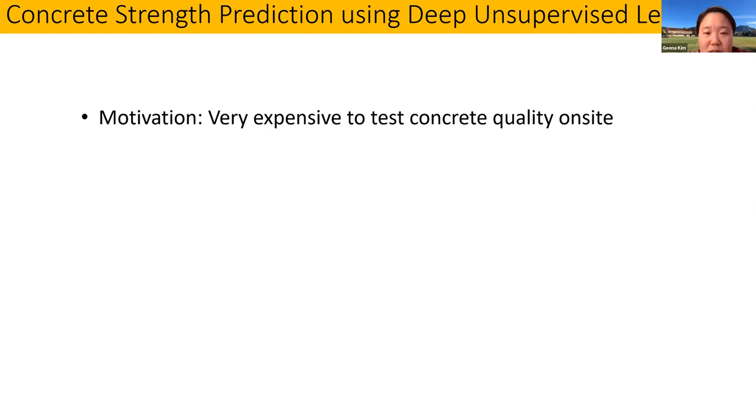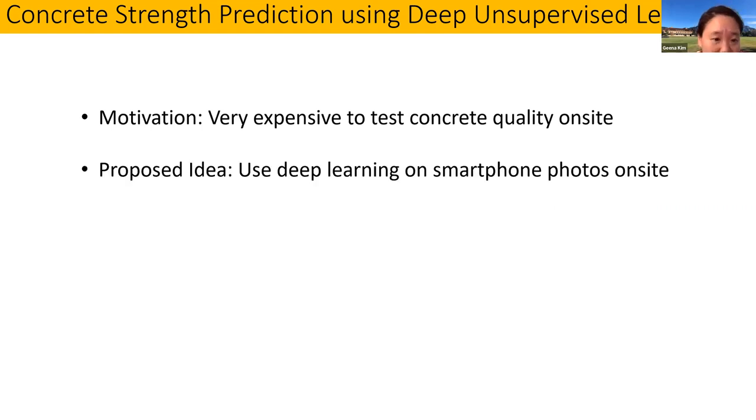This problem was suggested by a civil engineering professor, and she asked me if we can use deep learning. So maybe instead of taking a sample to the lab and tearing down the building if it doesn't pass, why don't we just take smartphone photos of the surface on site and see if this concrete batch is good enough or not? It sounds very ambitious because of this problem.